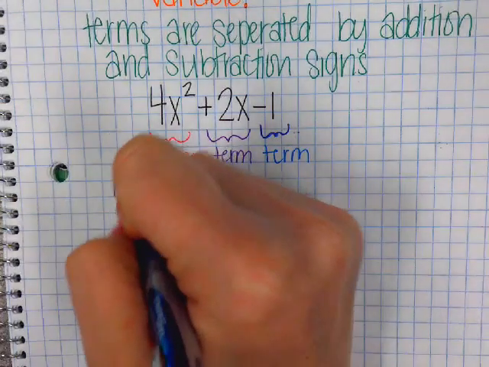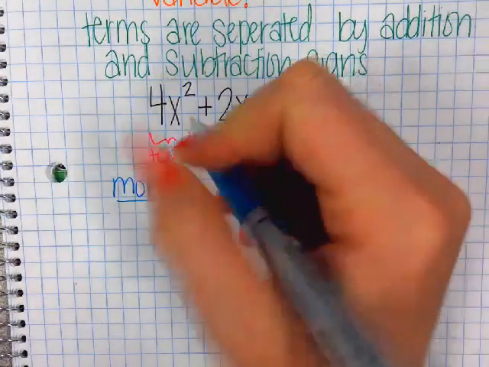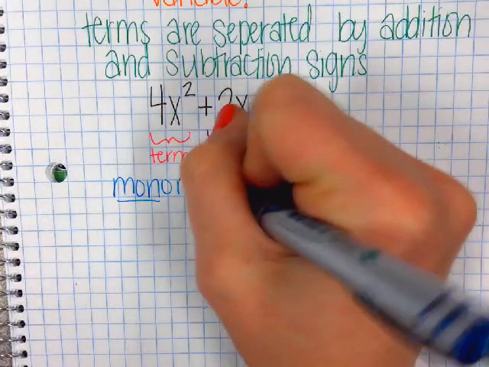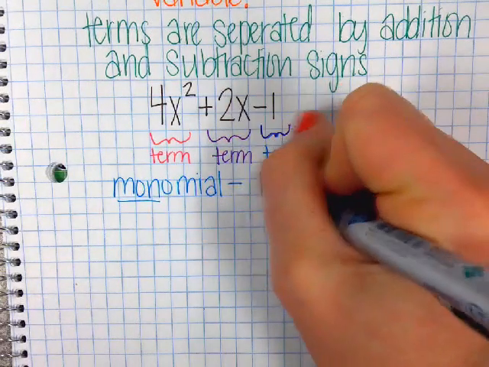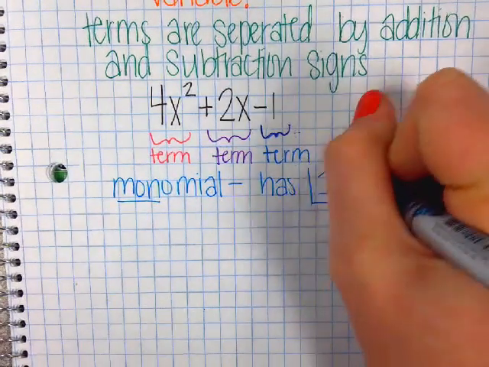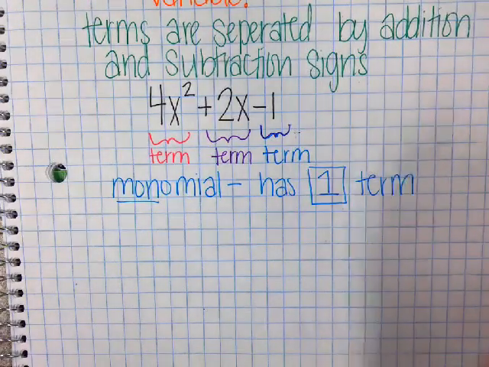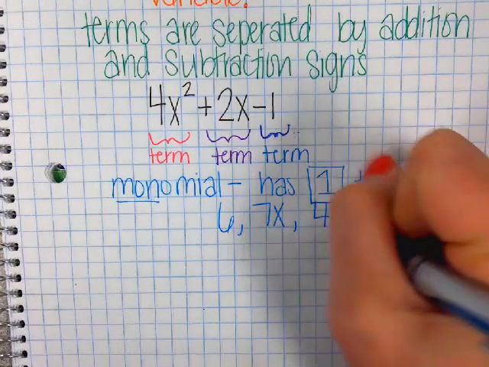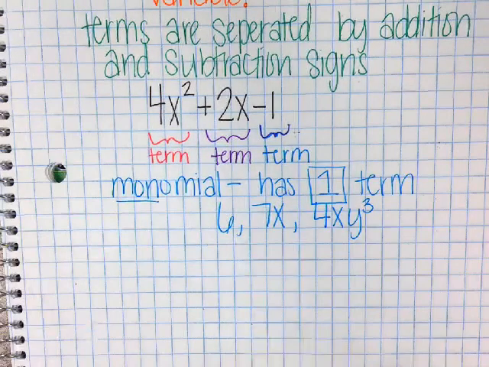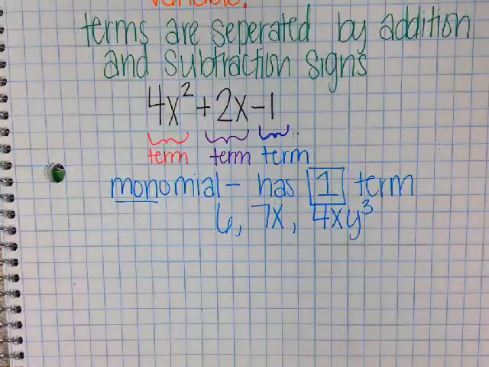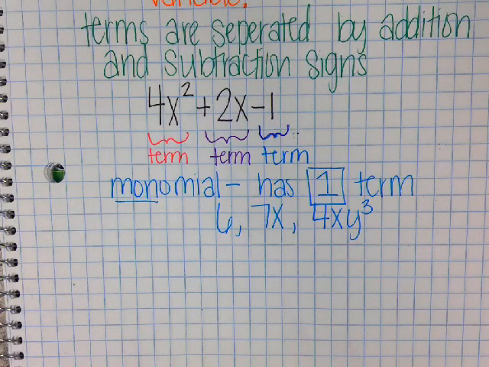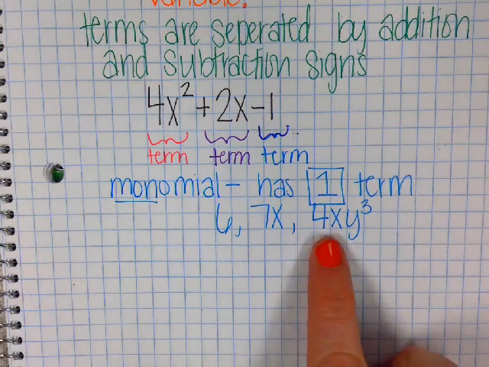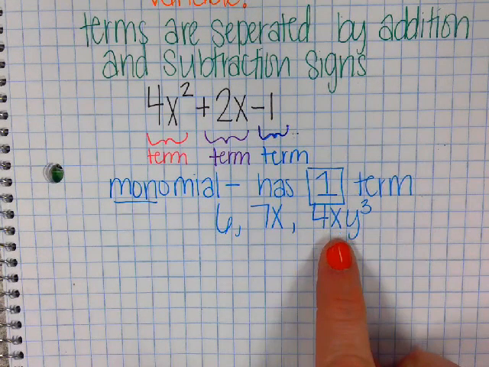So if it only has 1 term, it's called a monomial. Remember the prefix mono means 1. So a monomial has 1 term. And these are just examples. So 6, 7x, and 4xy cubed, those are all examples of a monomial, because notice they don't have any addition or subtraction signs to break the parts up.